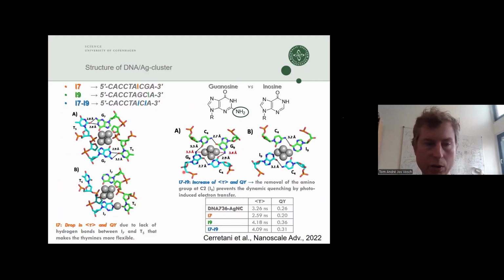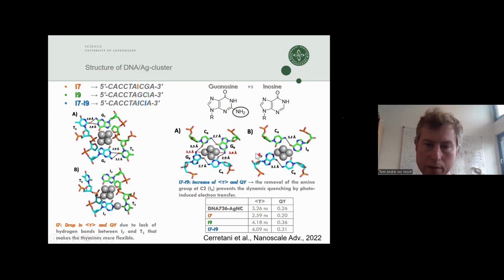Another interesting study was where Cecilia exchanged the G, the guanosine, with the non-natural inosine that has one amino group less. And here we can see that even this minor change of removing one amine function can affect the photophysical properties. In one particular case, in position 7, removing this amine leads to the loss of hydrogen bonding interactions and a decrease of the quantum yield and also a lowering of the fluorescence lifetime.